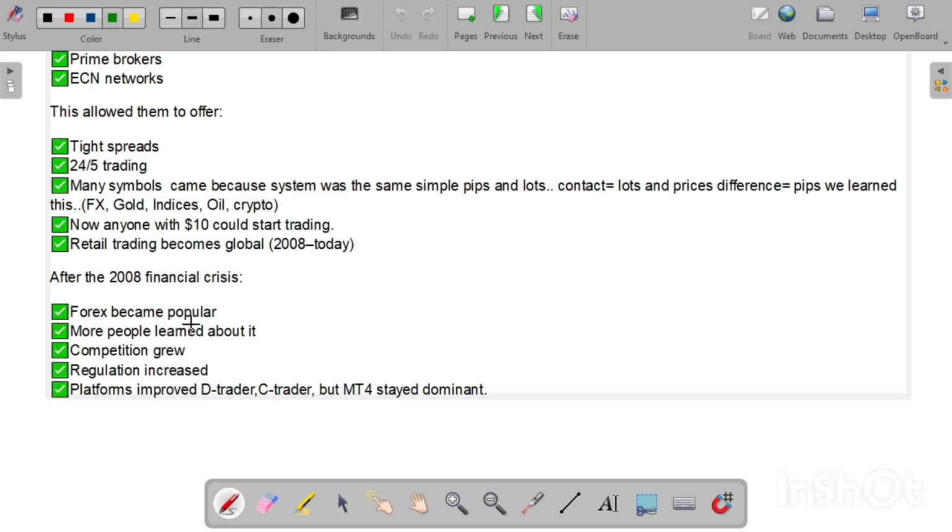So you can see how MetaTrader 4 came to change the industry. It came to add a lot of brokers. Now you can have a broker of your choice, and you can see the benefits that came with MT4. And now you can choose even your broker the way you want. You can trade anything, and it came very, very simple.